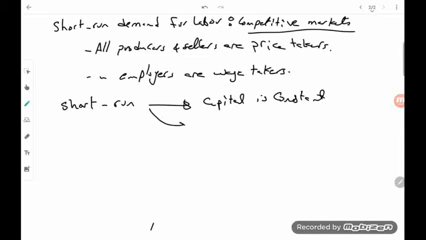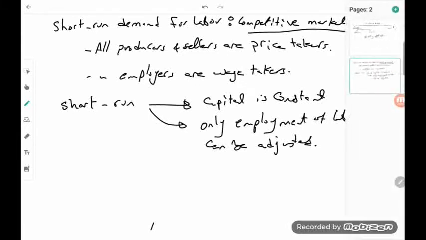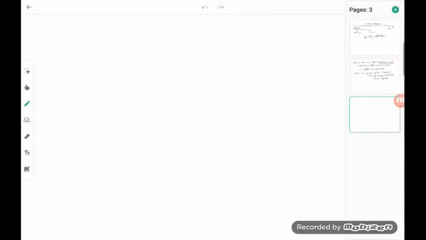So in the short run, only employment can be adjusted. Only employment of labor. So this means that the decision of the firm to increase workers will depend on the marginal product of labor. So let's take an example.